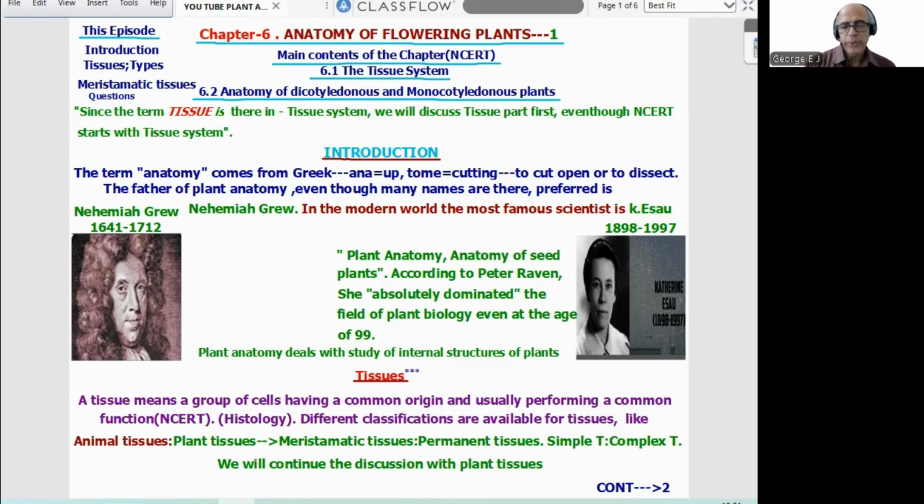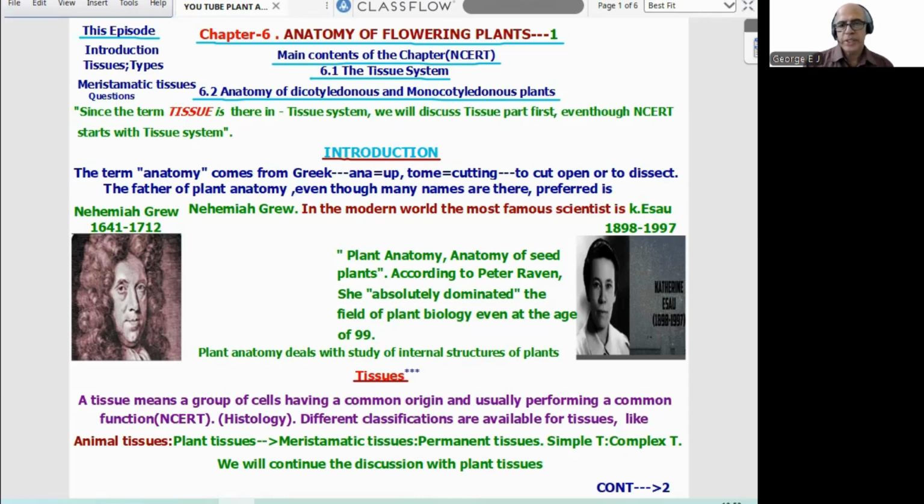Now we'll be entering into plant anatomy, the study of internal structure, of which the first idea is tissue. Then only can we proceed to the tissue system. Tissue we study in zoology also; here we are dealing with plant tissues. A tissue mainly means a group of cells having a common origin and usually performing a common function. That is what NCERT has given. The study of tissues is otherwise called histology. You will remember histology in zoology.